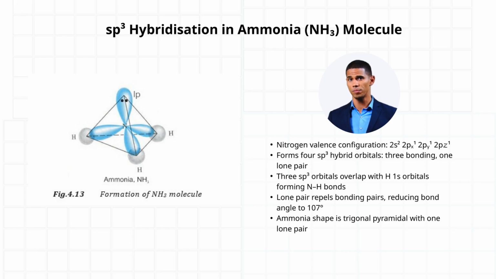Look at the figure displayed for you. Nitrogen is at the center with three hydrogens bonded around it. The blue lobes represent bonding orbitals, and the lone pair, LP, is labeled clearly, pushing the bonded hydrogens down. Because lone pairs repel more strongly than bonding pairs, the bond angles decrease from the ideal tetrahedral 109.5 degrees to approximately 107 degrees, giving ammonia a trigonal pyramidal shape.